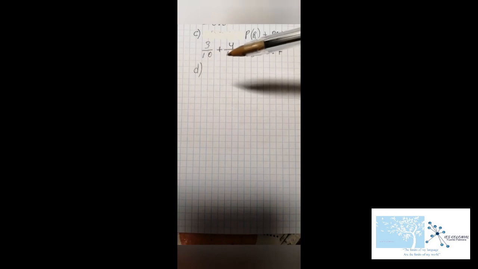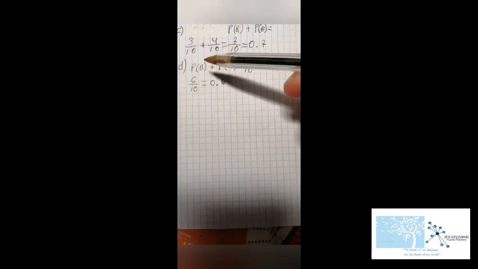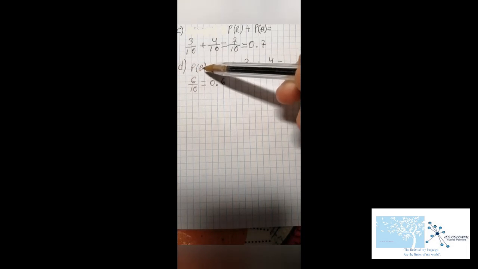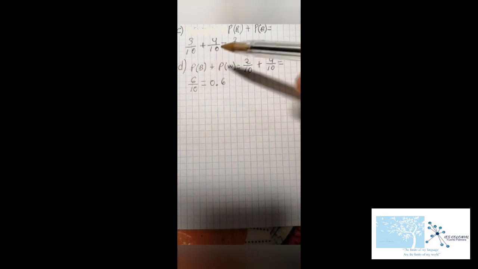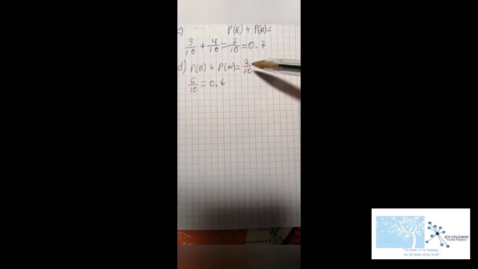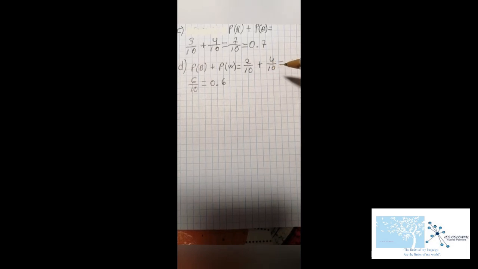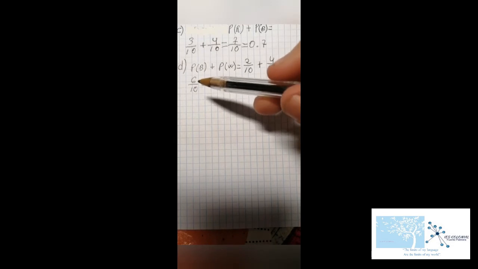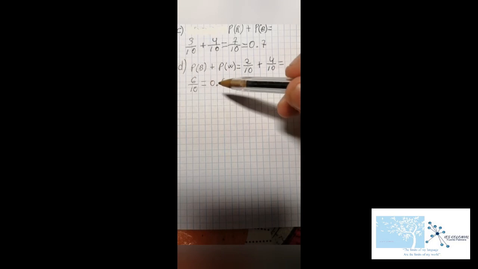D. How to draw a blue or white ball. The probability of blue plus the probability of white equal 4 out of 10 plus 2 out of 10 equal 6 out of 10 equal 0.6.